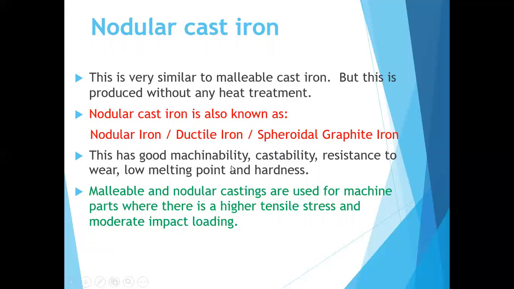This has good machinability, castability, resistance to wear, and a low melting point and hardness. Malleable and nodular castings are used for machine parts where there is higher tensile stress and moderate impact loading. So where you need higher tensile strength and moderate impact loading, you use malleable and nodular cast iron.